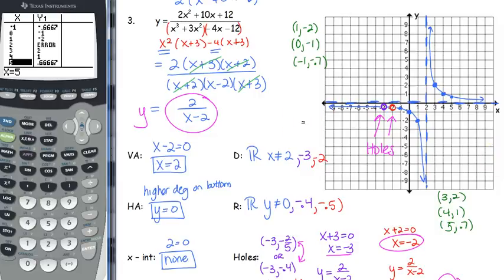Alright, so graphing with holes is exactly what we did earlier, except for anytime something cancels, you're going to have an open spot on your graph. Alright, and that is it for today.